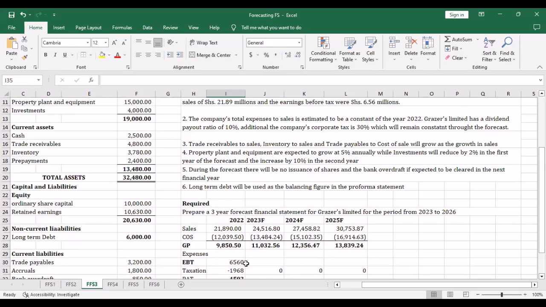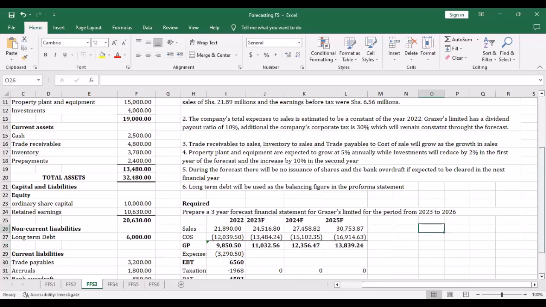The difference of the expense here, because we've been given earnings before tax, isn't it? So the difference equals the earnings before tax minus the gross profit. Here we've not been told of the others. We have just been told the company's total expense to sales is estimated to remain constant, so we'll find the expense to sales ratio.